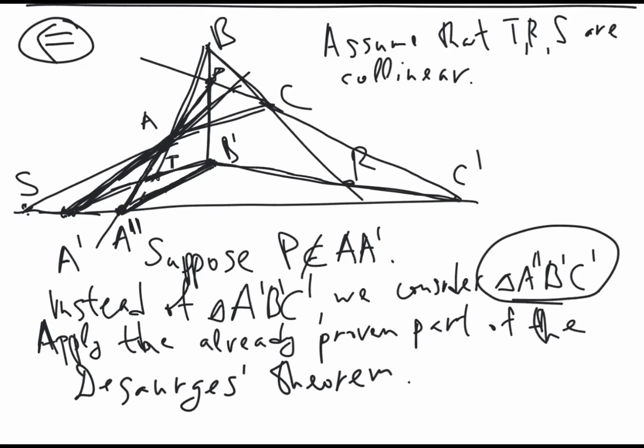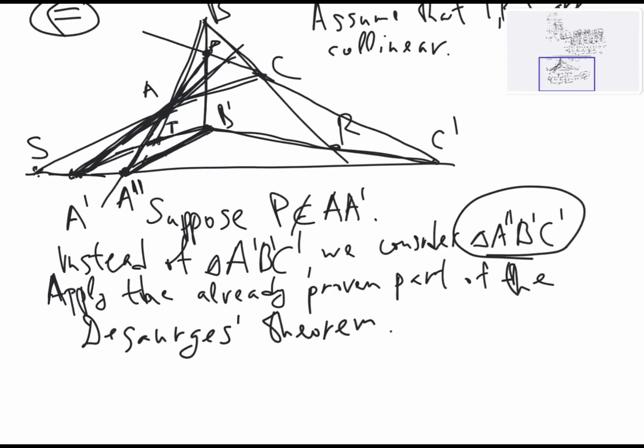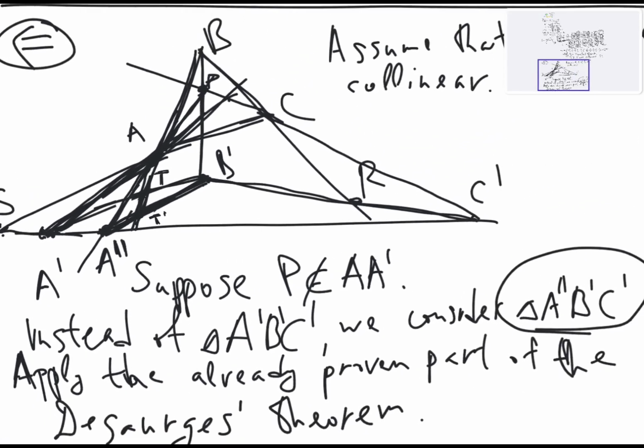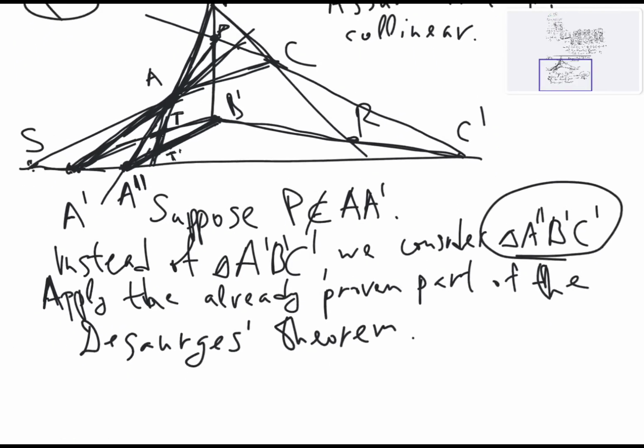Therefore, the intersection points of the corresponding lines must be collinear by the already proven part of the Desargues theorem, right? So what are these 3 points? The first, AB intersect with A2 prime B prime. So we need to extend this line until here. This point, let's call it T prime. So AB is extended until the intersection with A2 prime B prime. So T prime is 1 point, and the 2 other points are the same.